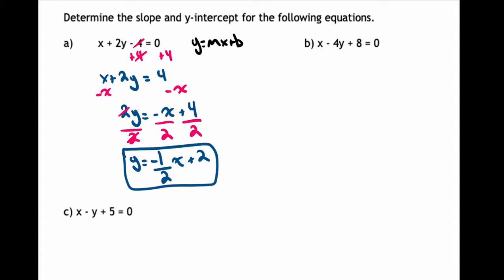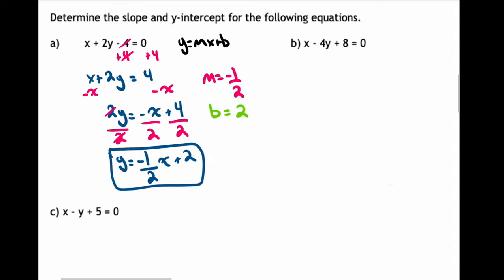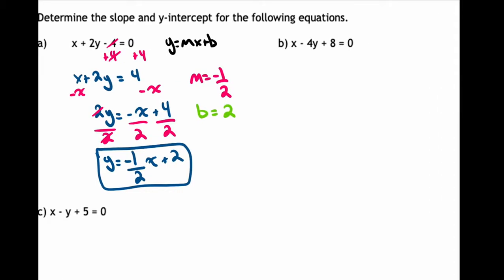So now I can state the slope, m equals, and I see it attached to the x, or the multiplier, -1 over 2, and the y-intercept is the constant, or 2. Same idea again with b. I want to get it into y equals mx plus b form.